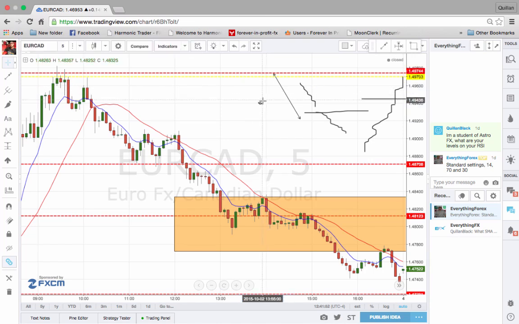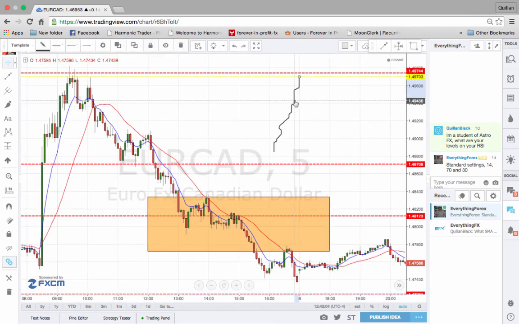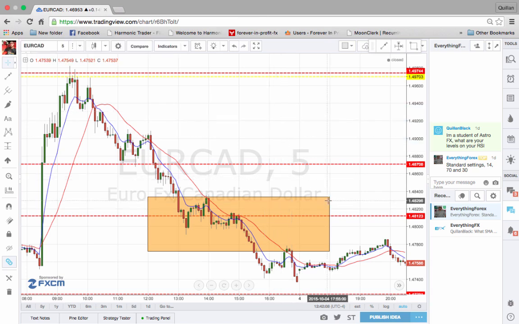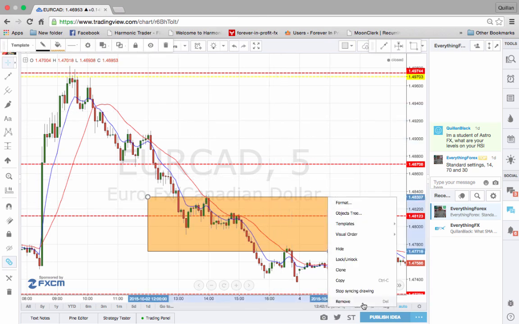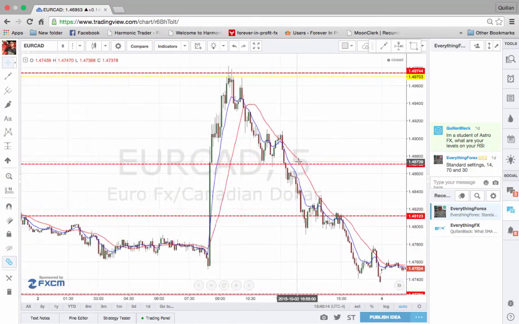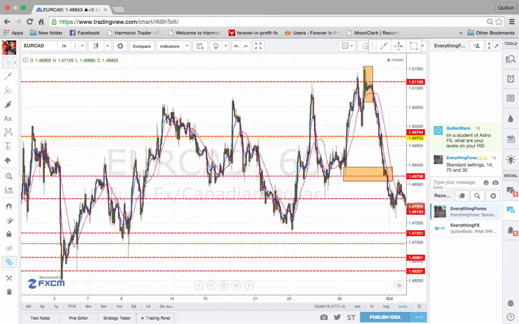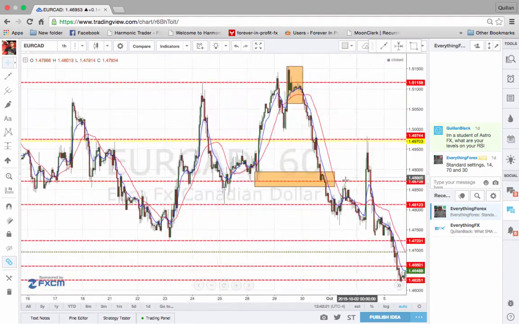Let me erase this real fast. I just don't want to erase my support points and resistance points. Alright, so next I'm going to show you guys how to do supply and demand, how I draw them actually. I wouldn't say I draw them differently, but I'm pretty sure this is how you actually draw them.